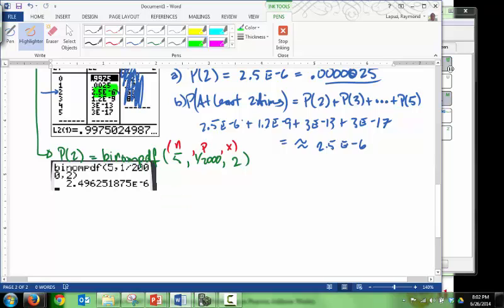It's pretty much the same as that, right? 2.49 rounds off to 2.5, and e to the negative 6. So that's the same thing.